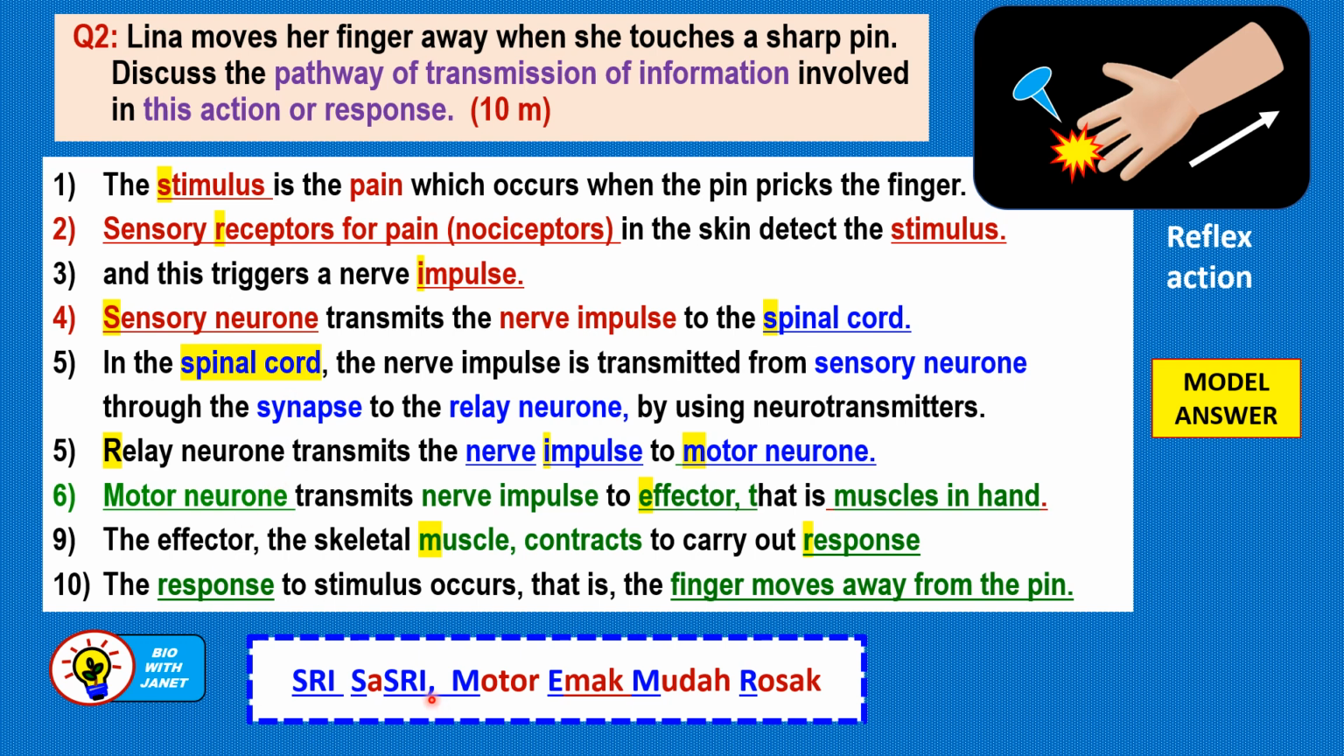So, the mnemonic: S is for spinal cord, R is for relay neuron, I is for impulse, and then M for motor neuron. E is for effector, and then M for muscles. R is for response.